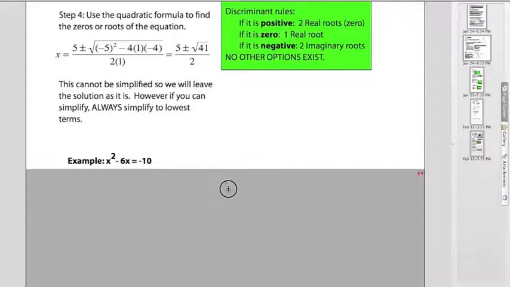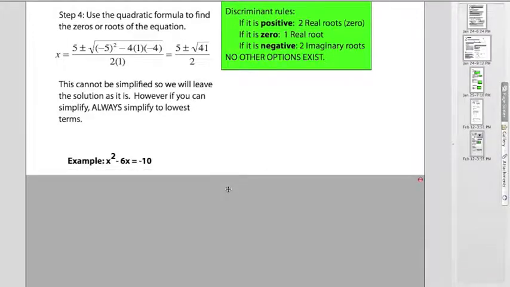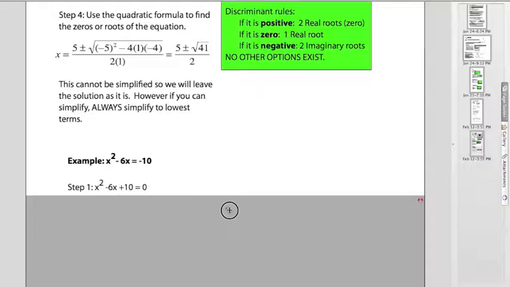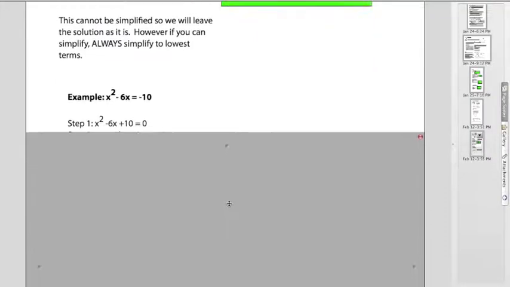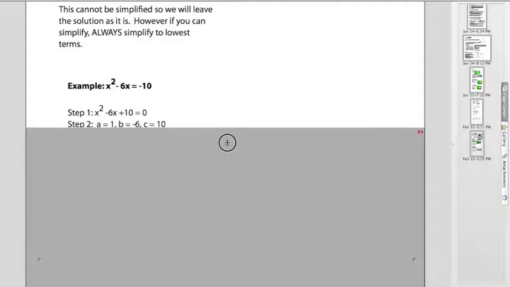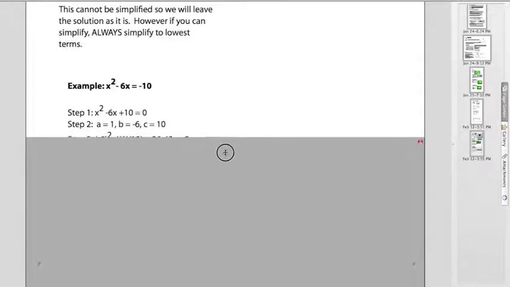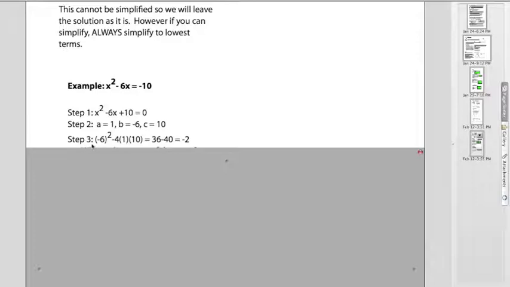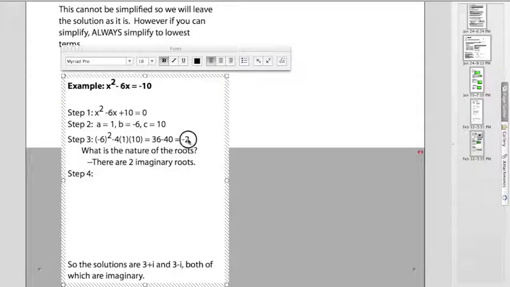Let's look at another example. This one is a little bit different. X squared minus 6x equals negative 10. This one's going to have some different kind of roots or different kind of zeros. So we go ahead and identify our a, b, and c, and we check out the discriminant. So I plug it in: negative 6 squared minus 4 times 1 times 10, which ends up giving us 36 minus 40, which is not negative 2. I'm doing this in my head already. That is negative 4. Sorry about that.